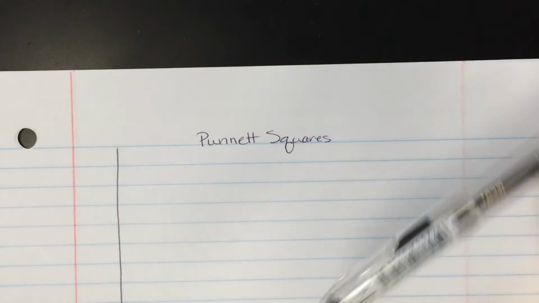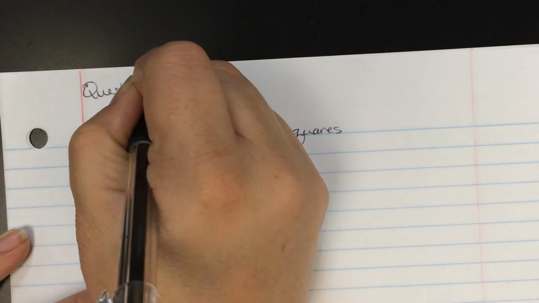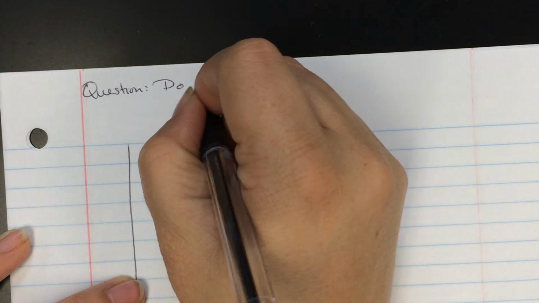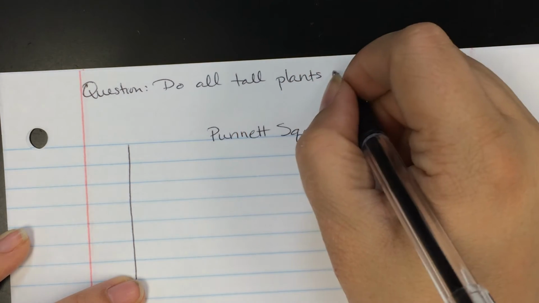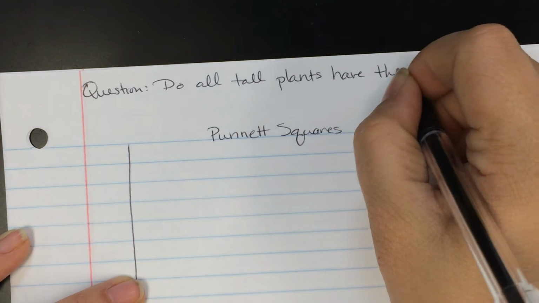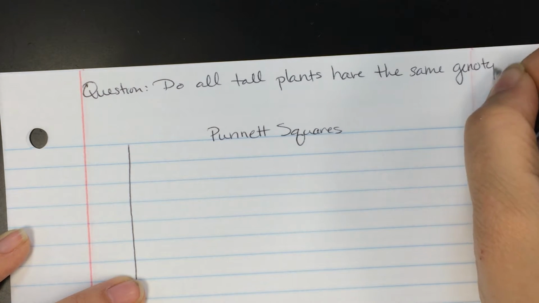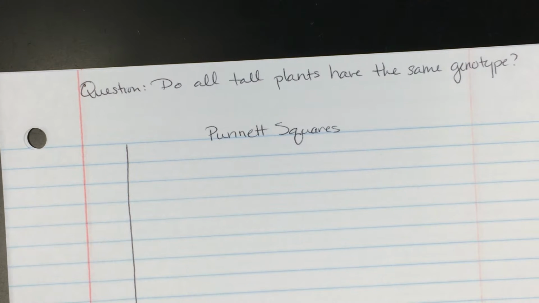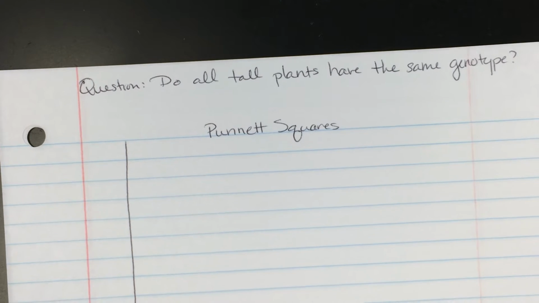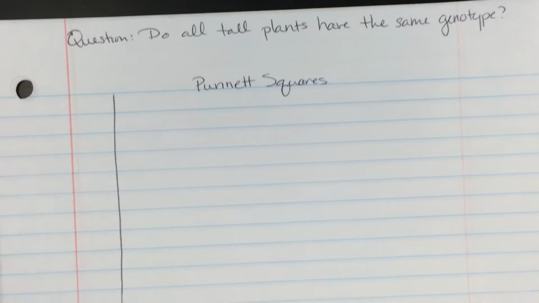So our question that we're going to address in this one, put this at the top: Do all tall plants have the same genotype? And if you remember from our last lesson, genotype is referring specifically to those alleles. And so if we're looking at tall, we'd probably use the letter T. So does that mean all tall plants are big T? Or could there be something else?